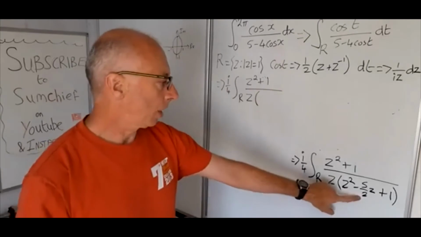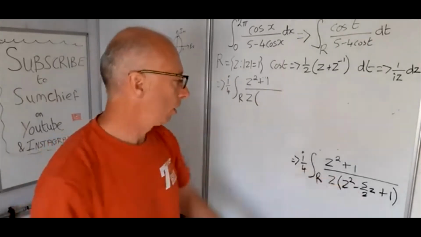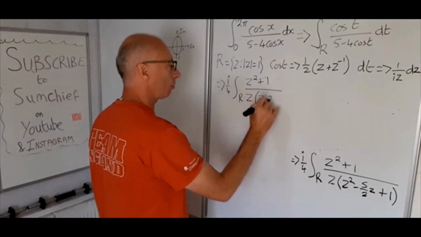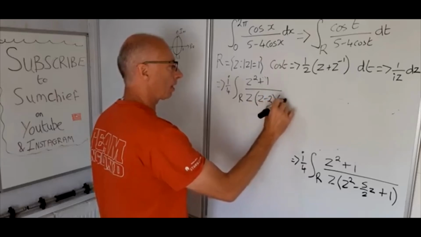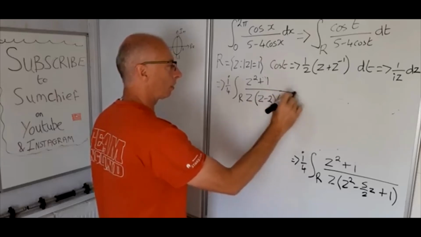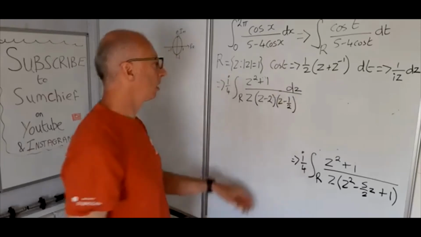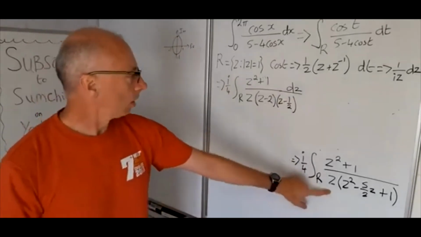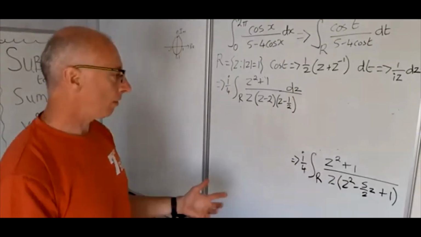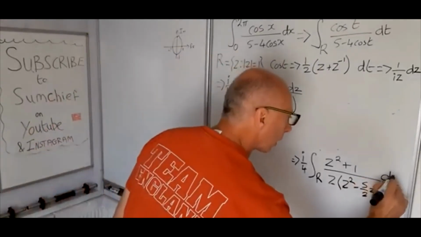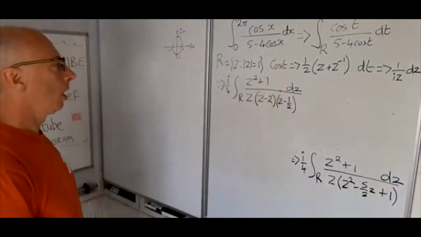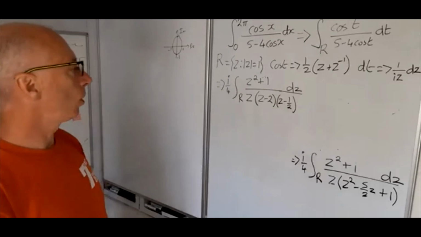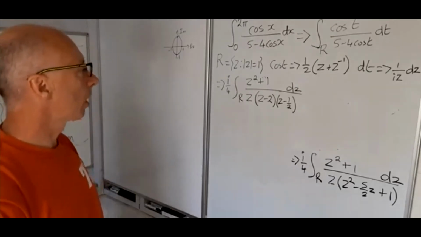And now z squared minus 5 over 2 z plus 1 will become (z minus 2)(z minus a half) dz. So multiply that out, we get back to this. So we haven't changed anything. And I mustn't forget my dz here. Okay, so now we can work out the residue theorem.